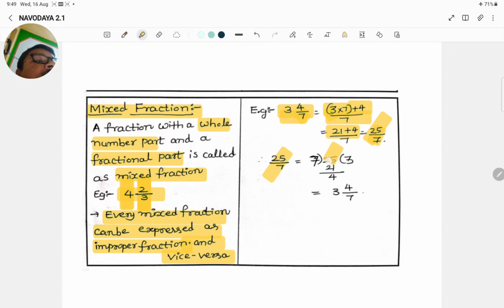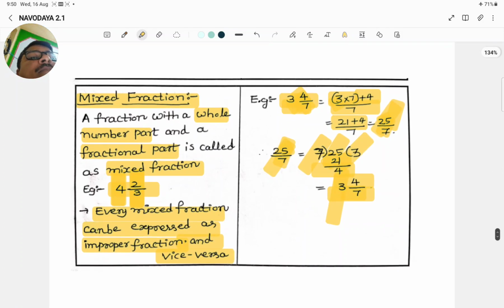Here 25 is the dividend, 7 is the divisor. 7 threes are 21, 4 is the remainder, 3 is the quotient. That's why first you write the quotient, then the remainder, then the divisor: 3 4/7. Here also 3 4/7, and 25/7. This is mixed to improper, and this is improper to mixed fraction. Okay, now we will stop here. In the next video we will discuss the remaining types of fractions.